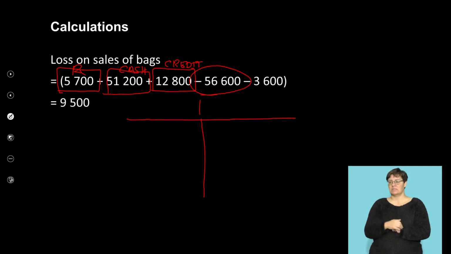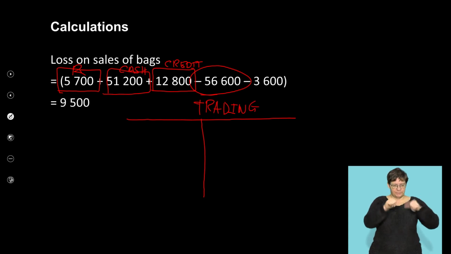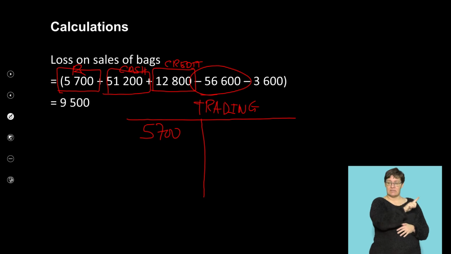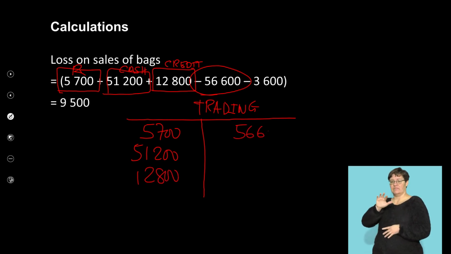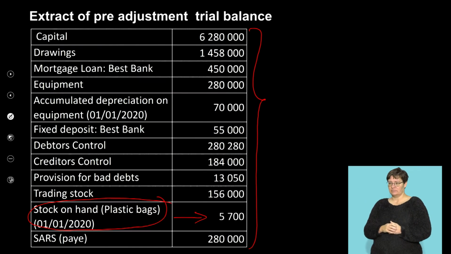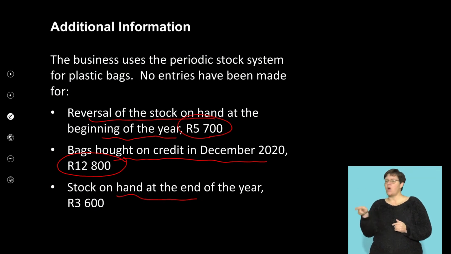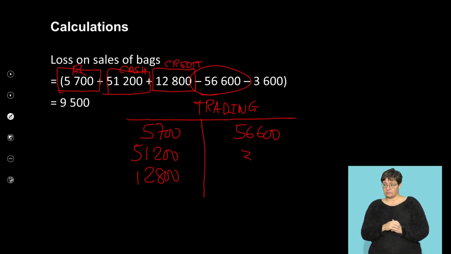Obviously, what you're doing here is a trading account for your plastic bags. So you start off with the 5,700, which was your reversal. Then you bought for cash 51,200. You bought on credit 12,800. You sold for 56,600. And there was something else we were told. We were told the stock on hand at the end of the year was 3,600. Therefore, 3,600. Watch. I want you to relate the account with the calculation.